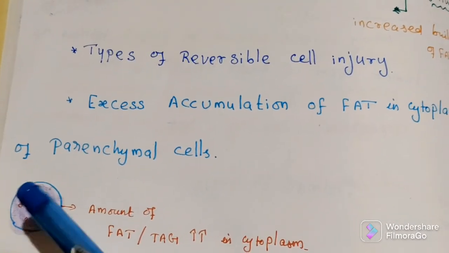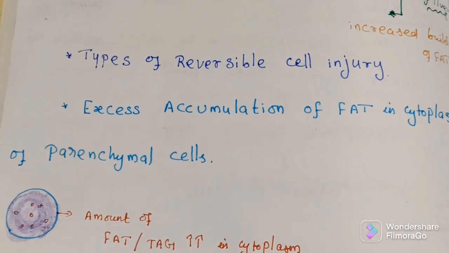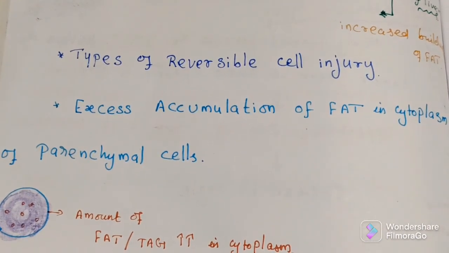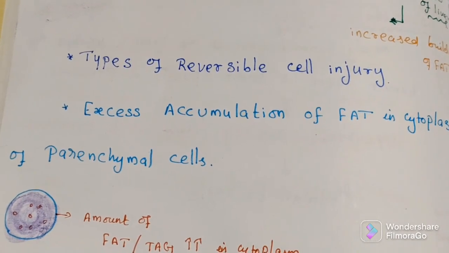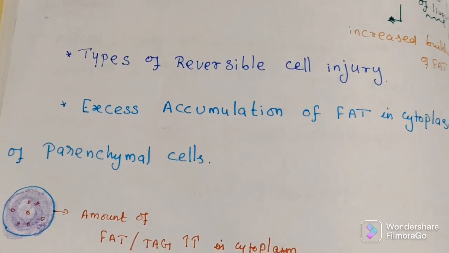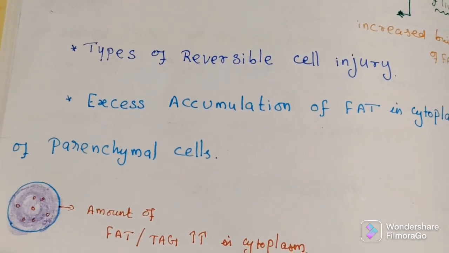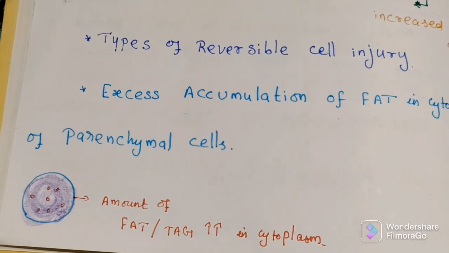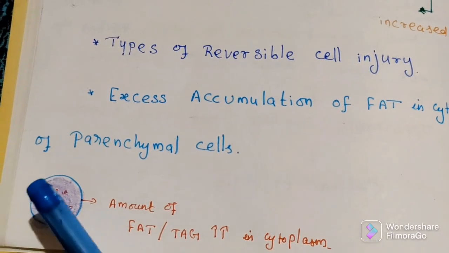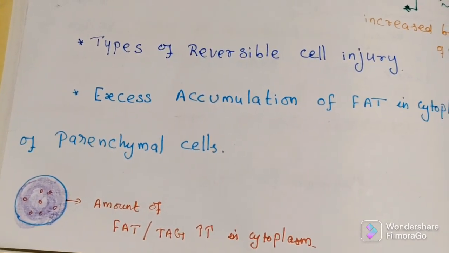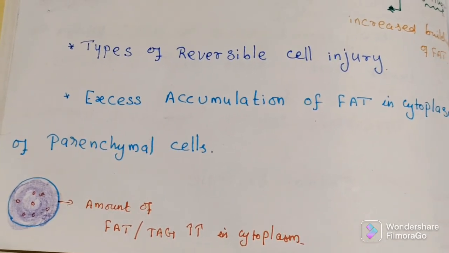Suppose this is one of the cells in our body. This is the cytoplasm. The cell contains water, and the cytoplasm has protein, fat, etc. Fat is normally present in our cell at only 5%. That is normal. Here, when the fat amount or triacylglycerol amount increases, it is called fatty change.